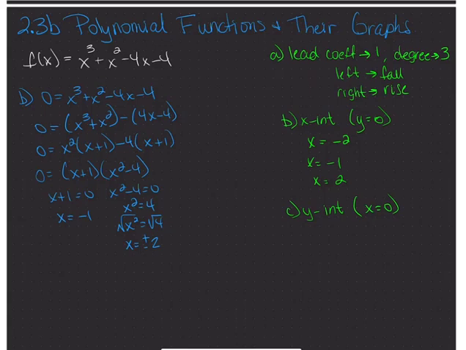So for C, I'm going to go back to my original function, y equals x to the third plus x squared minus 4x minus 4, but now I want to plug in 0 for x. So y equals 0 to the third plus 0 squared minus 4 times 0 minus 4, and we can see that y is going to be 4. So my y-intercept is going to be when y equals 4.